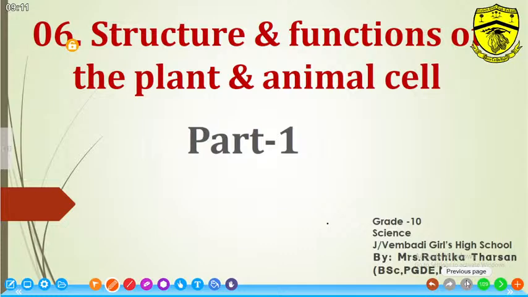Today we are going to study a new topic. Unit 6, Structure and Functions of the Plant and Animal Cells. This is a very interesting part. We are going to learn about plant and animal cells. That is also included in the O-level examination. So, are you ready to study?